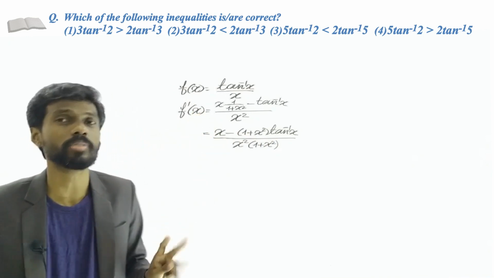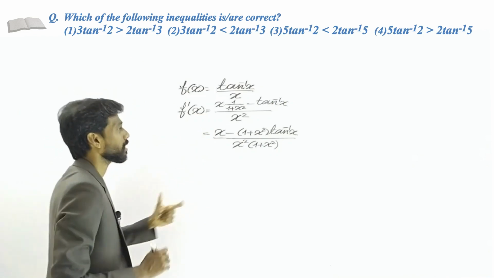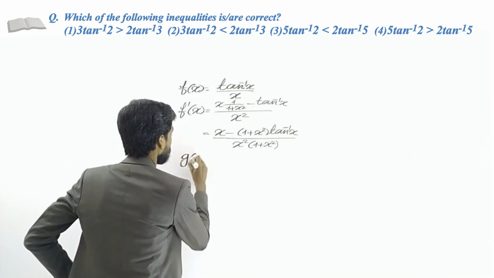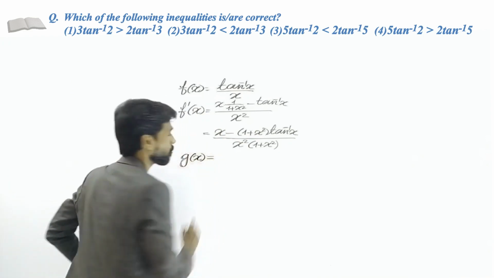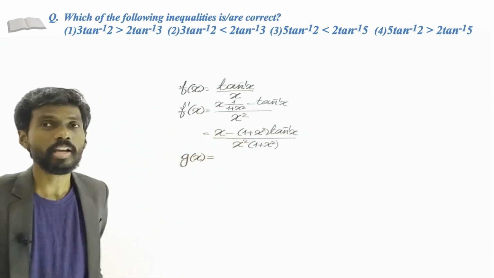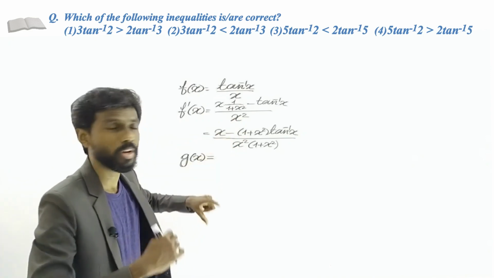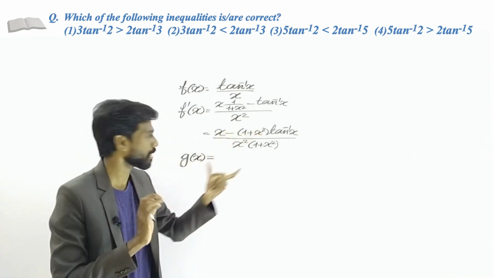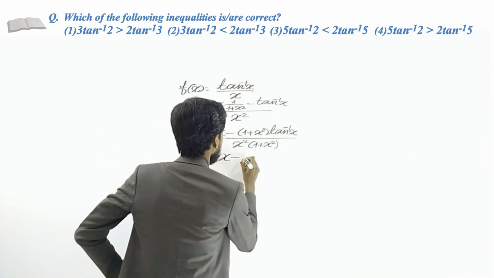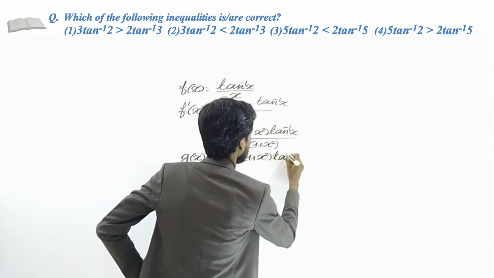Denominator is always positive, so not a problem. But the numerator, is it always positive? We don't know. So let us consider only the numerator as another function, say g of x, and check whether this g of x is positive or negative. Only the numerator, not the denominator, because taking the entire function makes finding the derivative more complicated, since it is again the quotient rule. Only the numerator is the problem, because the denominator is anyway positive. So consider only the numerator as our new function, x minus 1 plus x squared multiplied by tan inverse x.